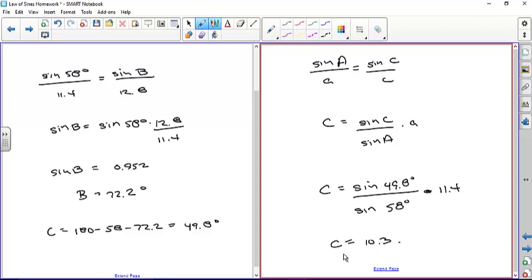I'm just making sure everything makes sense. So this is the smallest angle of the three, so it should have the shortest length. 58 is the next one, which has the next length, and 72 degrees has 12.8. So that all makes sense as far as relative size is concerned. Okay, so that's solution one.